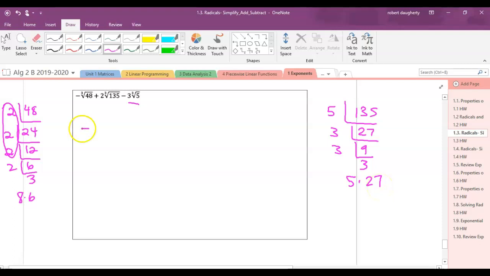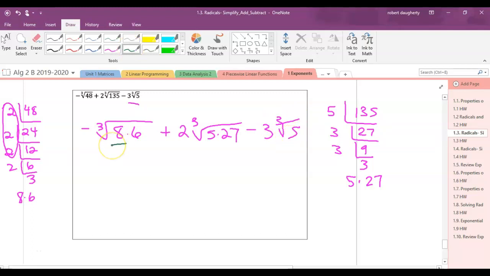So what I have here is negative cube root of 48, which can be written as 8 times 6, plus 2 cube root of 5 times 27, minus 3 cube root of 5. So perfect cubes. Cube root of 8, cube root of 27. What's the cube root of 8? That's 2. So I get negative 2 cube root of 6. And then perfect cube 27, so plus 2 times 3 cube root of 5 minus 3 cube root of 5.